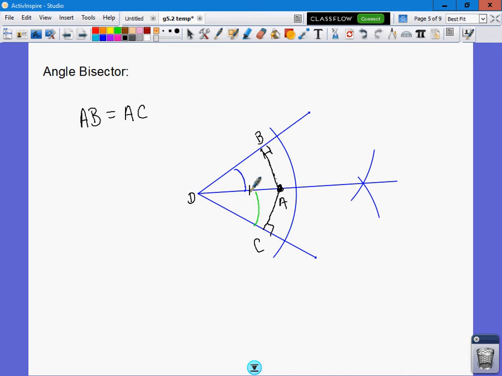Well, I know that this segment is congruent to itself. I have this angle, but I also have this angle. So I have an angle and a side. So the two triangles, in fact, are going to be congruent, which means that their corresponding parts are also going to be congruent. The theorem is giving us a shortcut, so we don't have to do that. It says if you know it's an angle bisector, then the distance from A to B and A to C is in fact going to be the same.